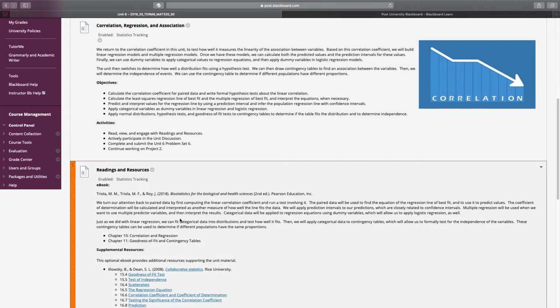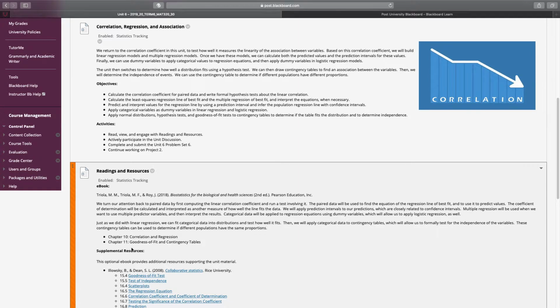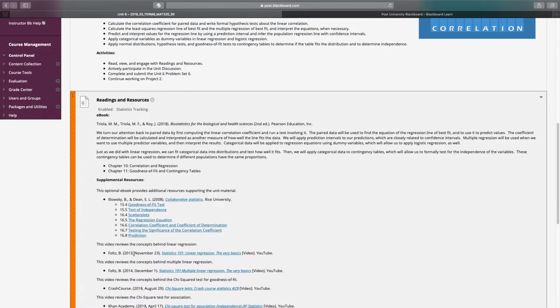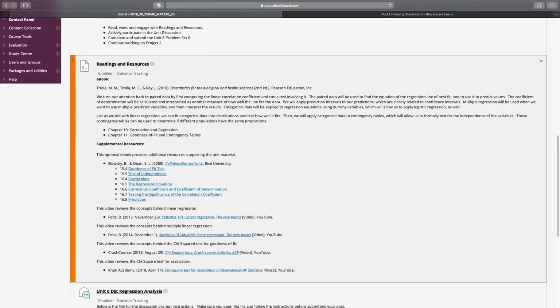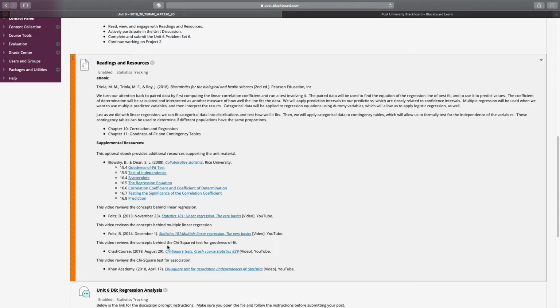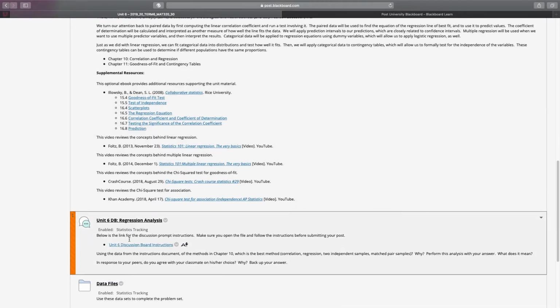In our textbook, this refers to both chapters 10 and 11, so sections 10.1 through 10.6, and then 11.1 and 11.2. I have a whole bunch of optional resources for you to look at, other various textbook resources, and a couple of additional videos aside from these particular ones.